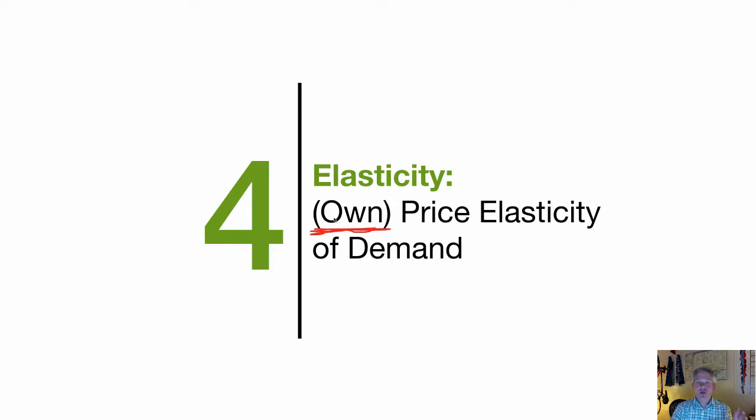We are going to call this the own price elasticity of demand, because what we're going to be talking about is when the price of a good changes, what happens to the quantity demanded of that same good. So here, good X. So when the price of some good changes, what does that do to the quantity demanded of that same good? So we call that the own price. The own price is the price of the good itself. Just wanted to clear that up before we started.